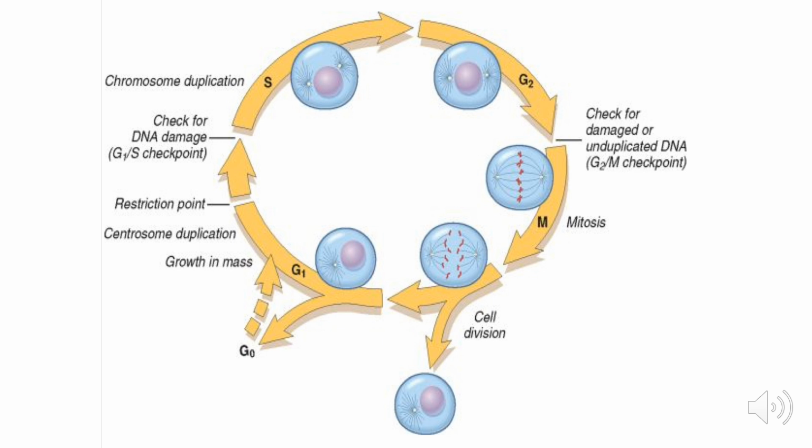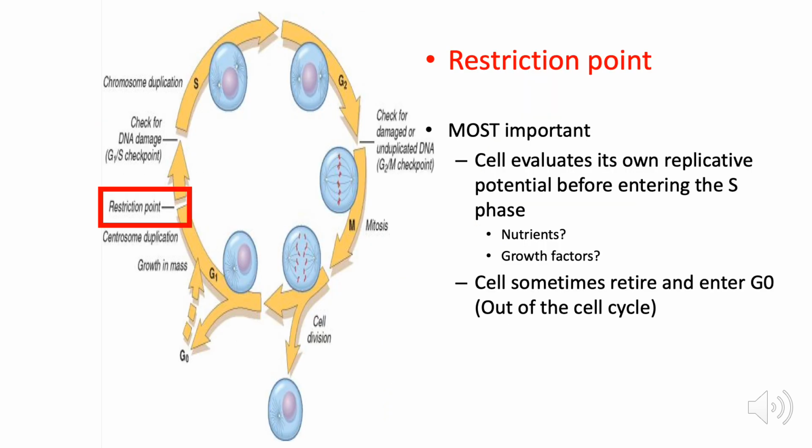Take a look at the picture of the cell cycle, and I want you to focus on the area between the GAP1 phase and the synthetic phase. You have here one of the checkpoints, which is the restriction point, and you have the second one, which is the G1 DNA damage checkpoint. What is now the purpose of these two checkpoints? Let's try to figure out. The restriction checkpoint allows the cell to evaluate its potential to replicate.